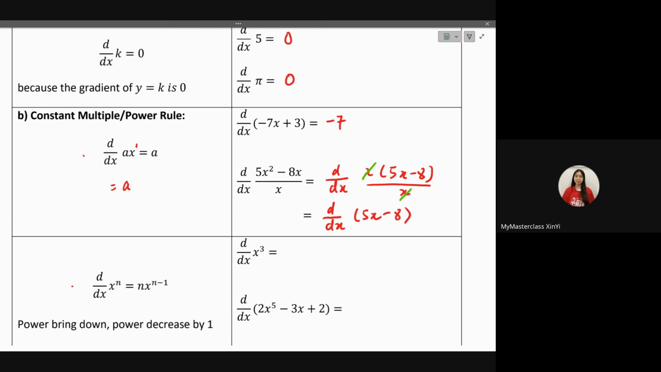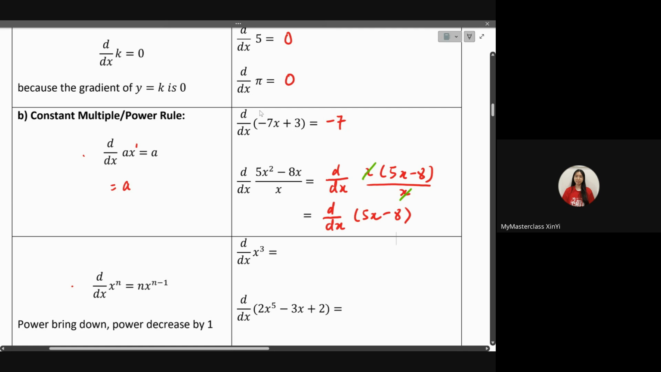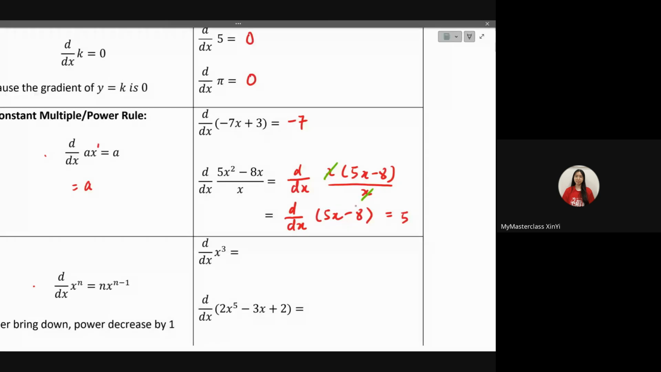Okay, so now same thing. When I differentiate 5x, I will just get 5. When I differentiate the constant, 0, so it's just 5 essentially.